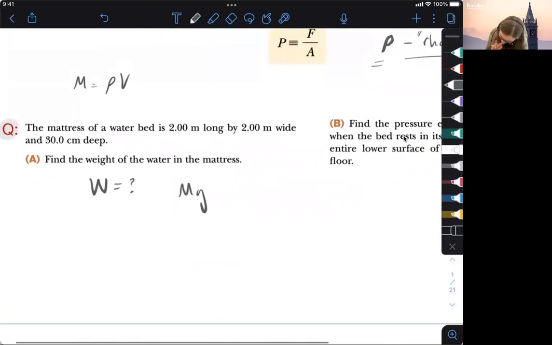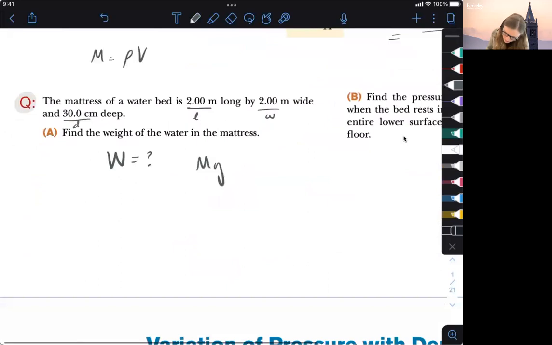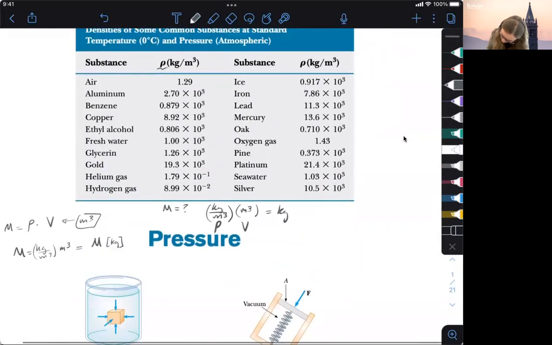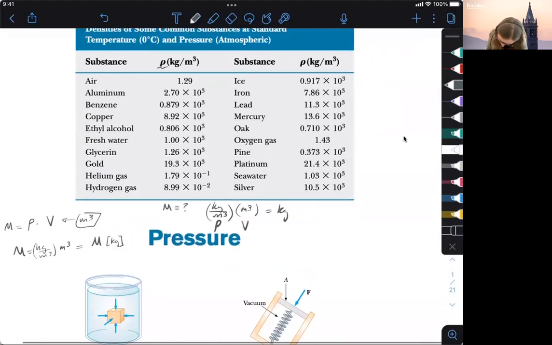So in this case, they give us dimensions: we have a length, a width, and a depth. And we're trying to figure out the weight of the water. So we have the length, width, and depth of basically this rectangular bed object, right? In order to find the weight, we need the mass times gravity. All we have is the density of water. So the density of water from our table up here is going to be, what was our water here?